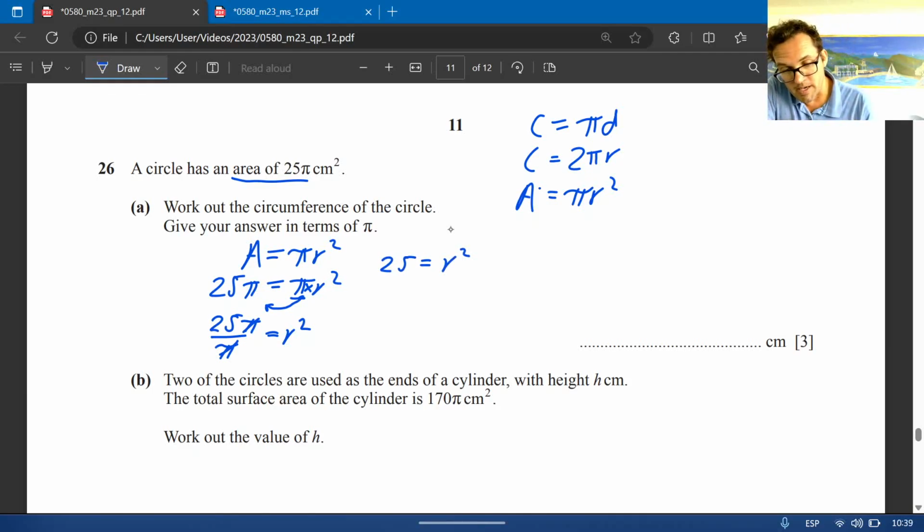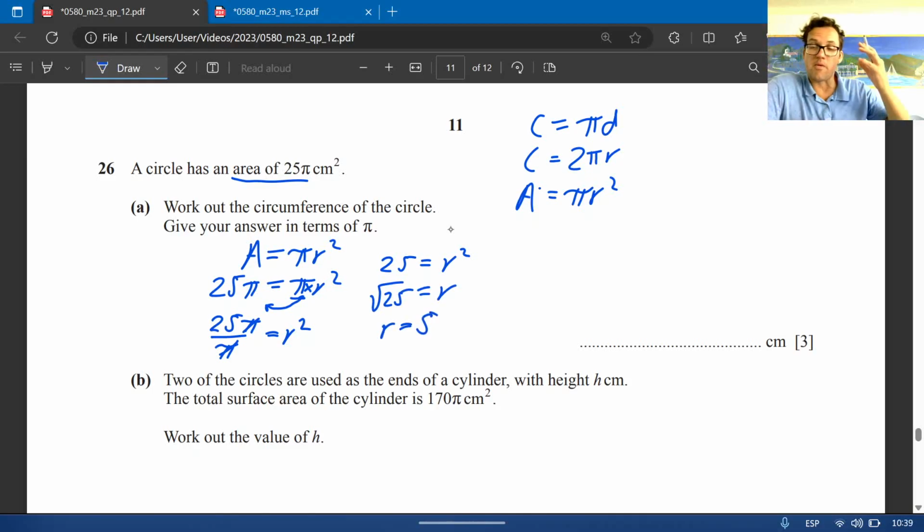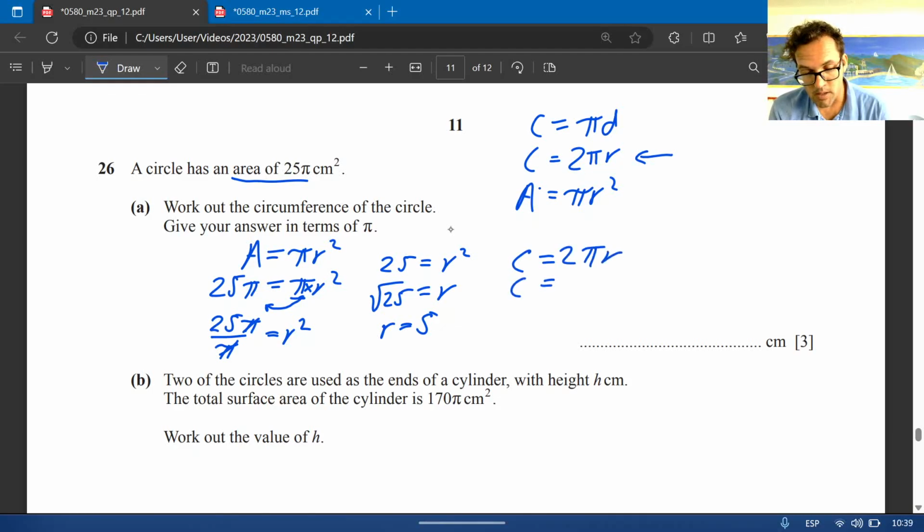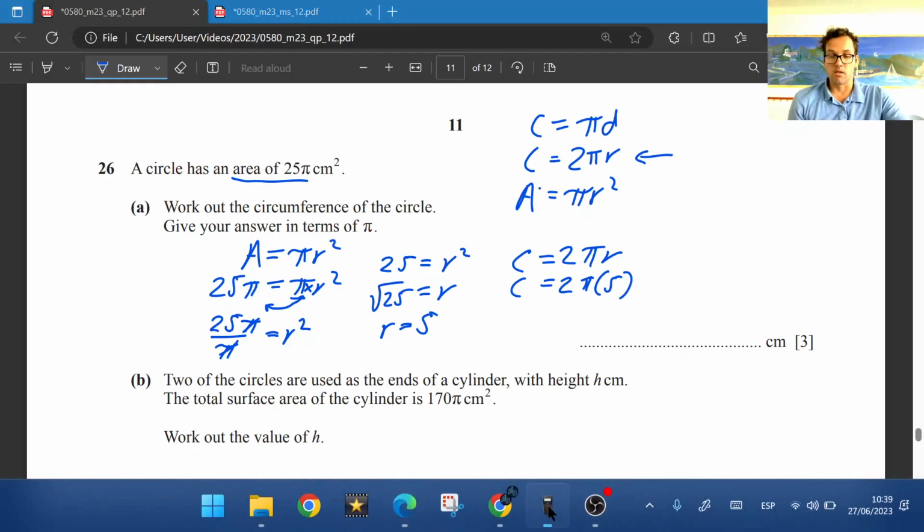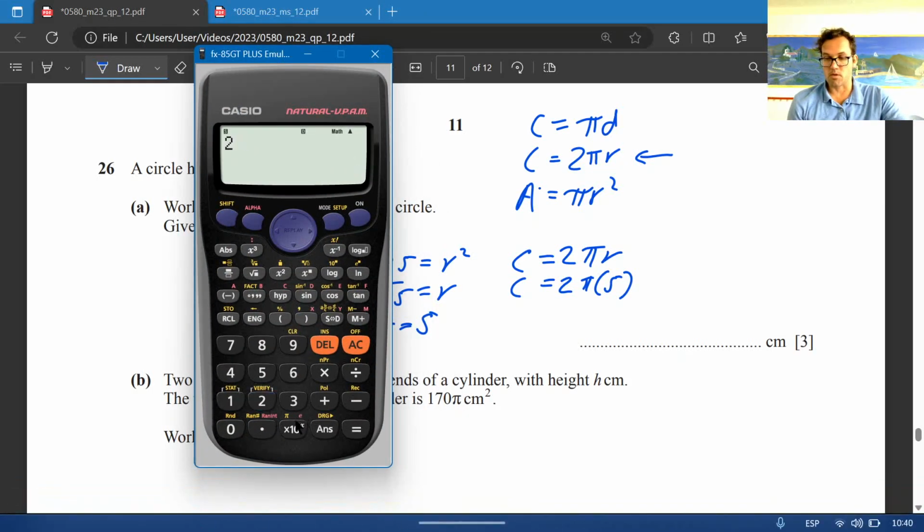Get rid of the square, move it to the other side, it becomes square root. That means r, the square root of 25, is 5. So we got the radius of the circle. Thank goodness, because now we can use this formula to find the circumference. C equals 2 pi r, C equals 2 pi times 5. What's 2 times 5? It's 10. But if you type it into your calculator like that, what does it give you? 10 pi.